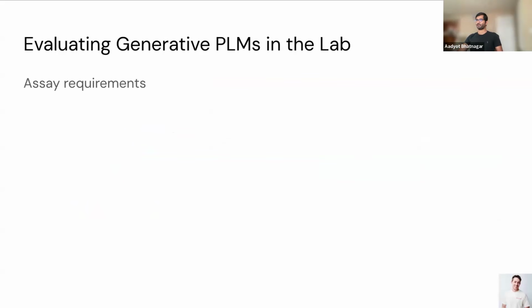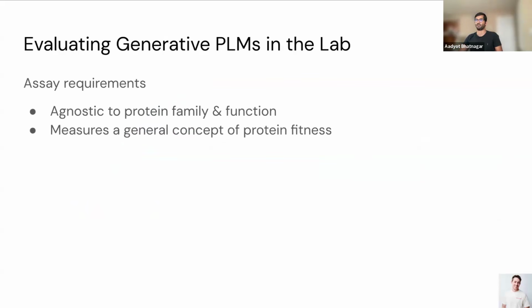So in terms of how you evaluate these general protein language models in the lab, the assays have some pretty difficult requirements. First, we need something that's agnostic to protein family and function. Second, we need to measure a pretty general concept of protein fitness, given that we have potentially a bunch of different families and functions. Third, it needs to be amenable to high throughput operations because, as I'll talk about in a bit, we test more than 1,000 different proteins for this assay.